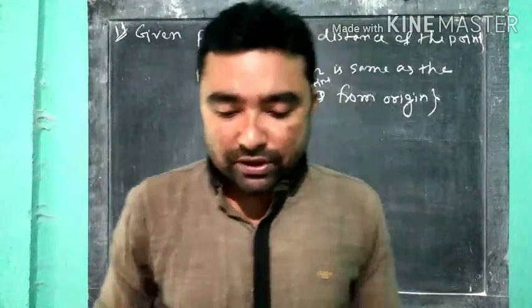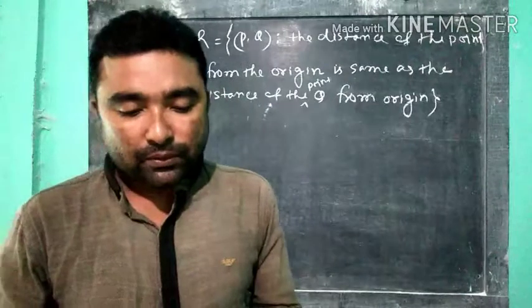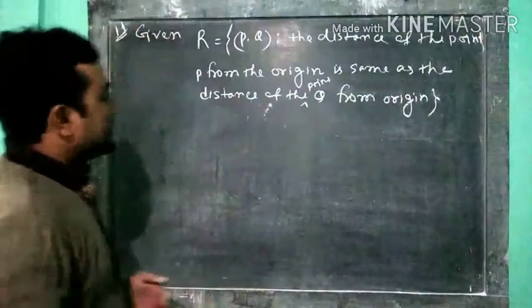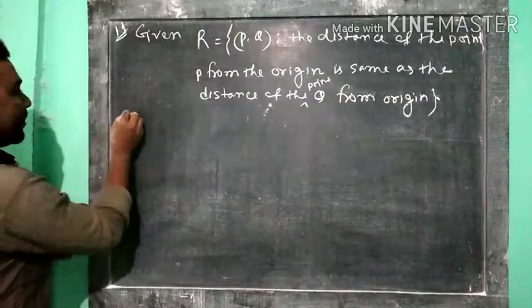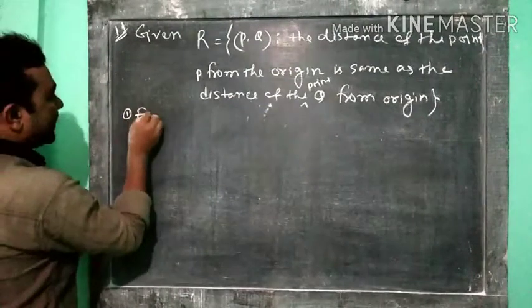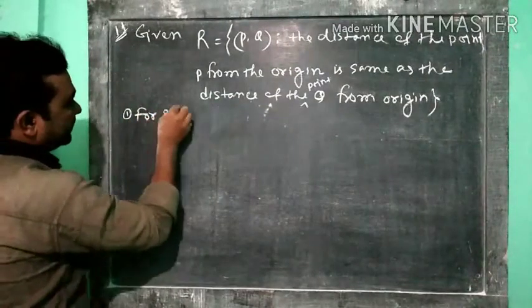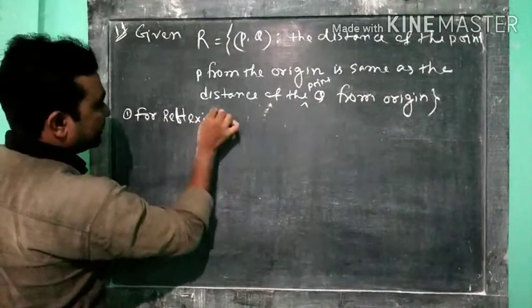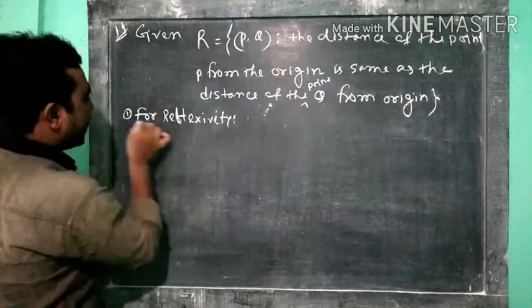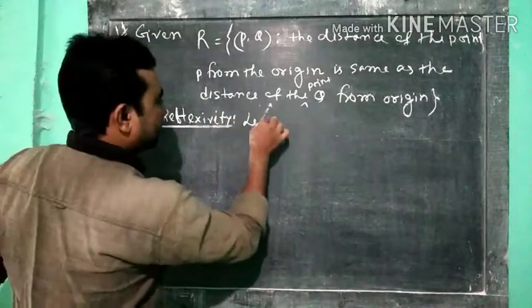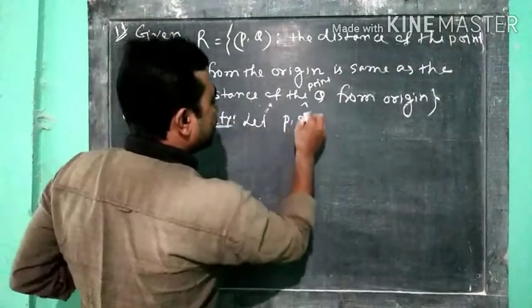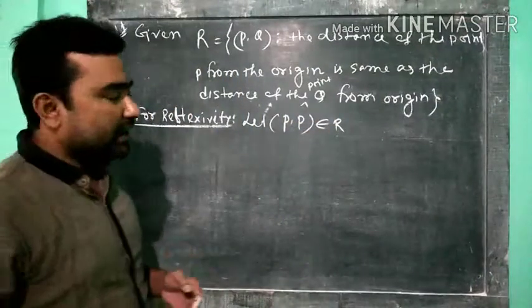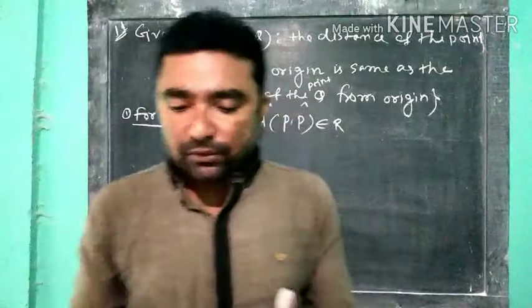For an equivalence relation, first of all, we show that it is reflexive. Here, number one, reflexivity. For reflexivity, let (P, P) belong to R. That means what? That (P, P) belongs to R.